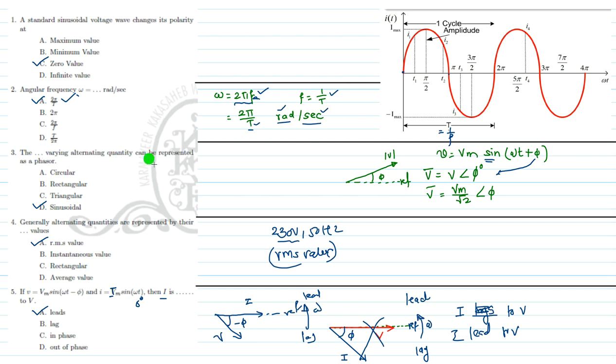The varying alternating quantity can be represented by a phasor. The phasor can be represented only for a sinusoidal quantity. Suppose this is Vm sin(omega t plus phi), then the phasor can be represented as V at an angle of phi, where mod of V stands for Vm upon root 2. Generally, the alternating quantities are presented by their RMS value. In our home, we have a 230 volt supply. This 230 represents the RMS value, and the frequency is 50 Hz. So it is represented by the root mean square, that is the effective value.